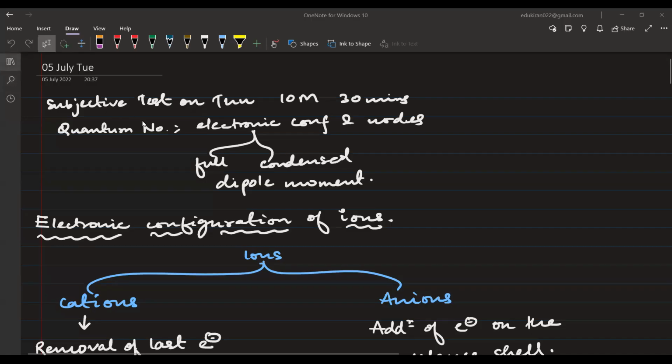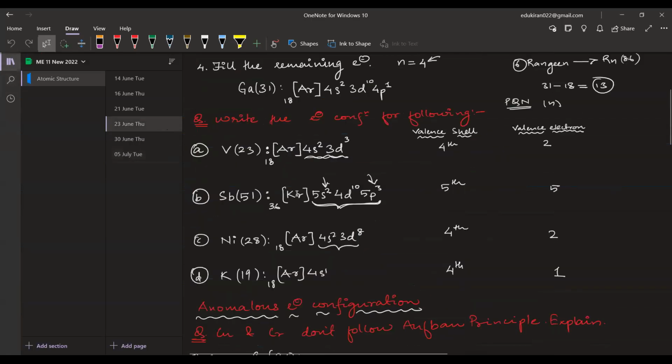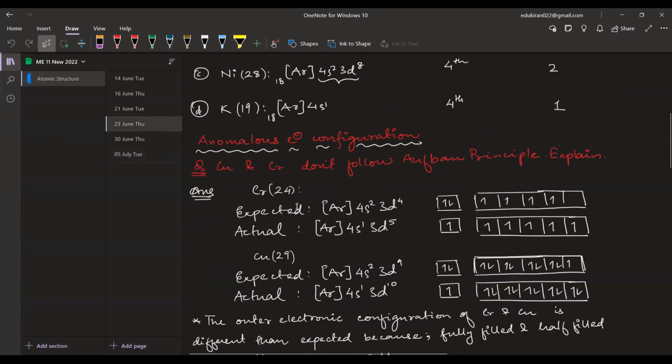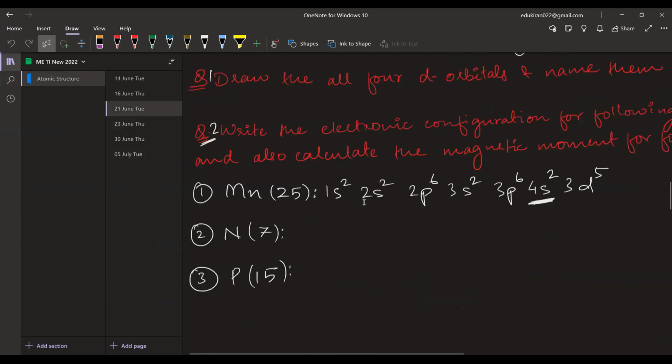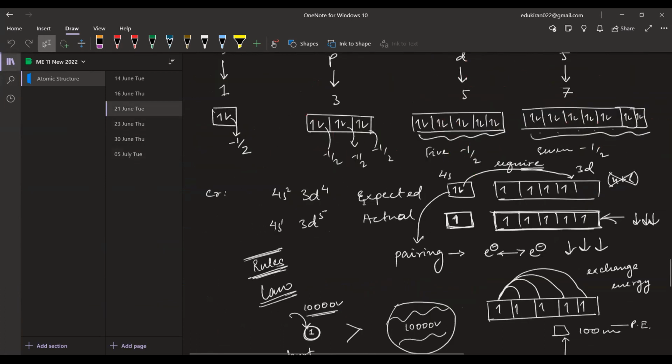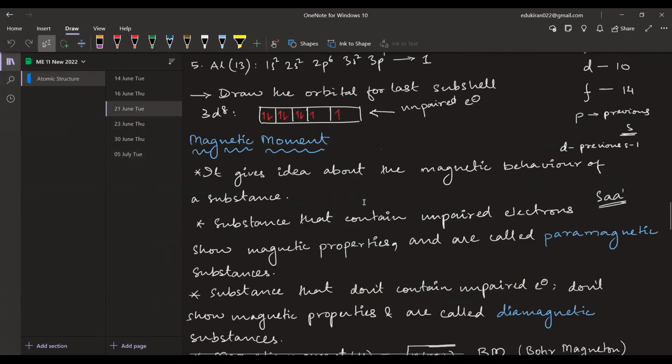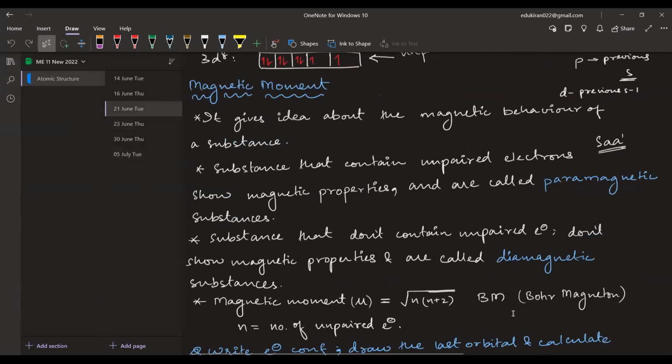Fine, yes or no, please tell me. Sir, what is dipole moment? You forgot dipole moment? I start asking myself, didn't I teach it? I did teach this. This magnetic moment is the dipole moment. Okay.